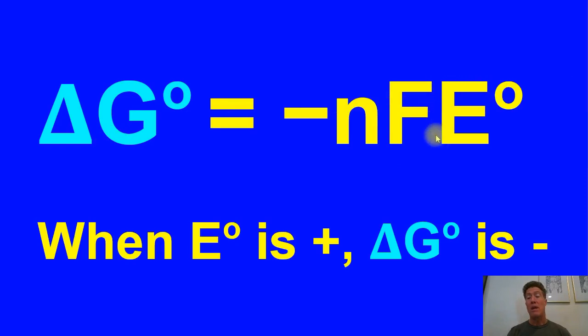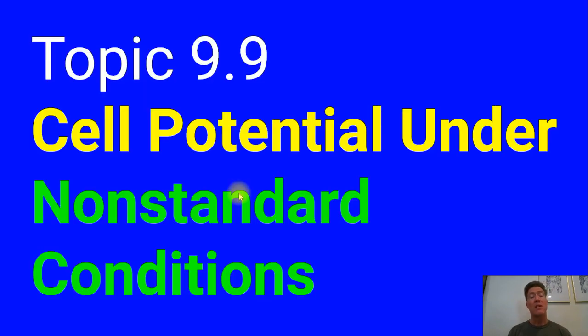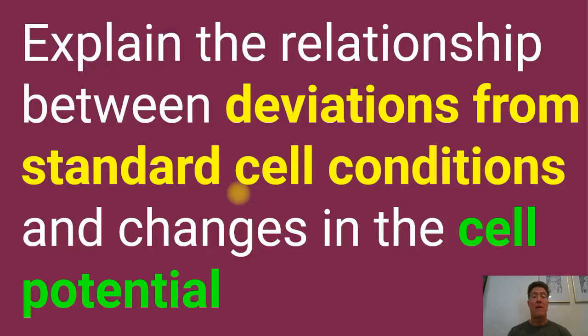So when E is positive, when we take the negative of that, we'll get a negative delta G. And when E is negative, we'll get a positive delta G. Now let's look at cell potential under non-standard conditions. We're going to show the deviations from standard cell conditions and changes in the cell potential.